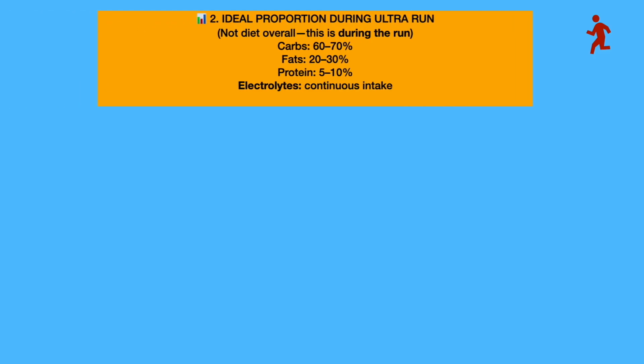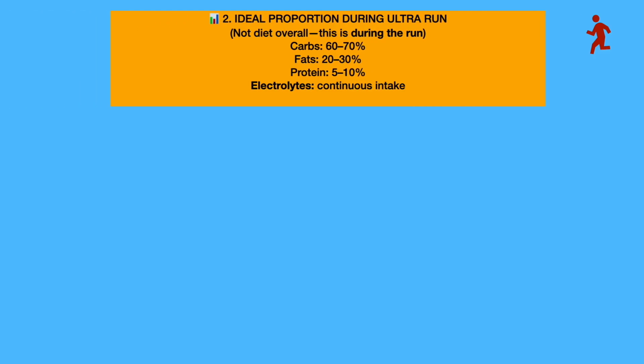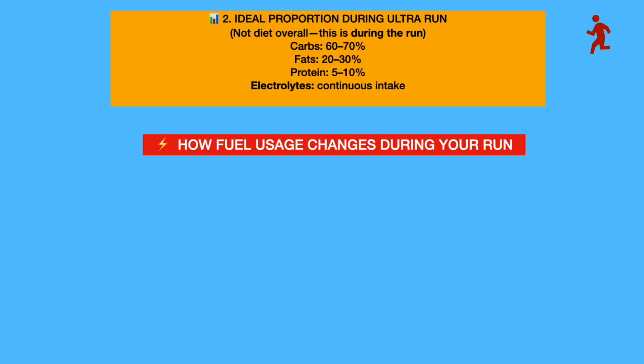A general rule during an ultra run is that carbs should constitute 60 to 70% of your food, fats about 20 to 30%, and protein about 5 to 10%. Electrolytes should be taken throughout the run. If you divide the run into three phases, early phase, mid phase, and late phase, we can come up with a fueling plan.